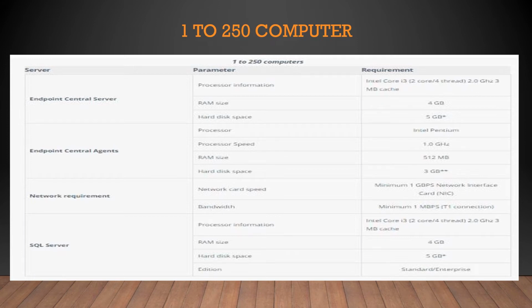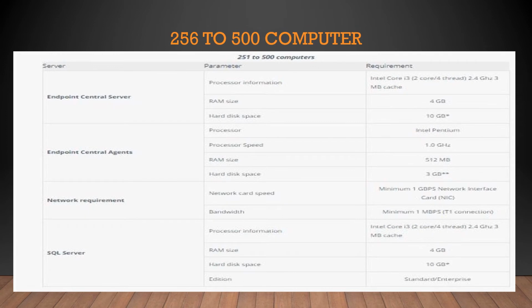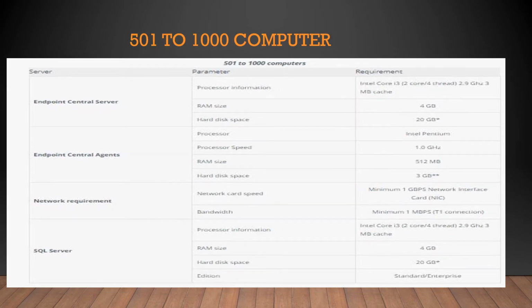For the endpoint agents, we need a 1.6 gigahertz CPU, 500 MB of RAM, and 3 GB of storage. For network requirements, we need a network card and bandwidth. And for SQL Server, we need 4 GB of RAM and 5 GB of hard disk space. It keeps changing depending on the number of users, as we can see.